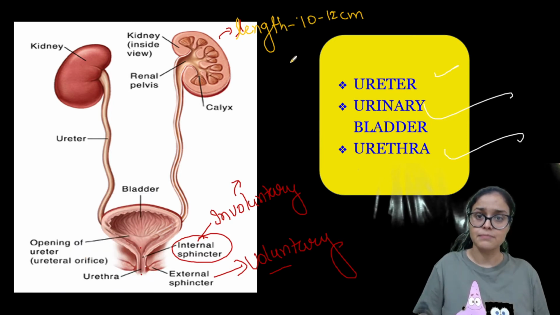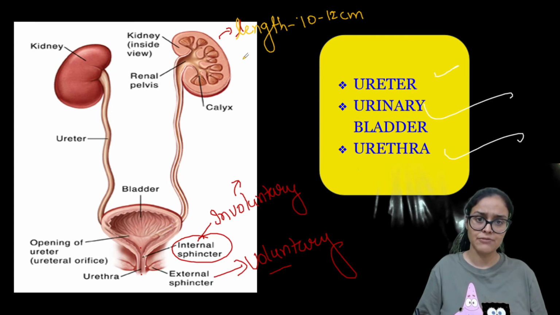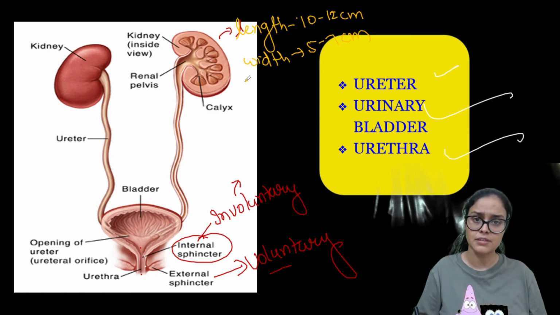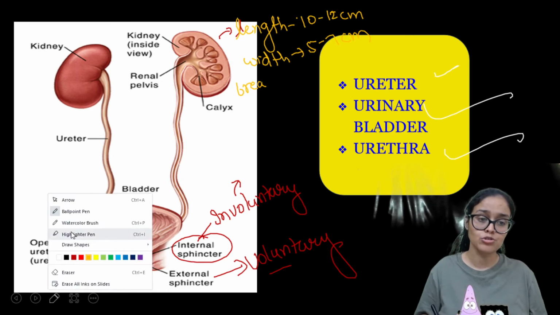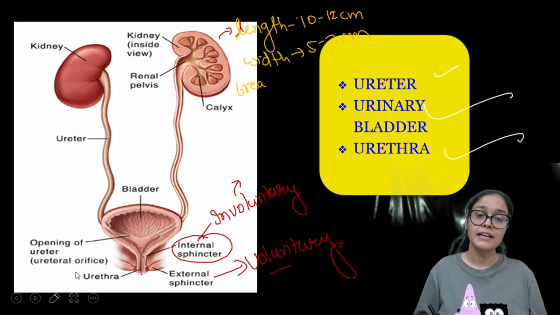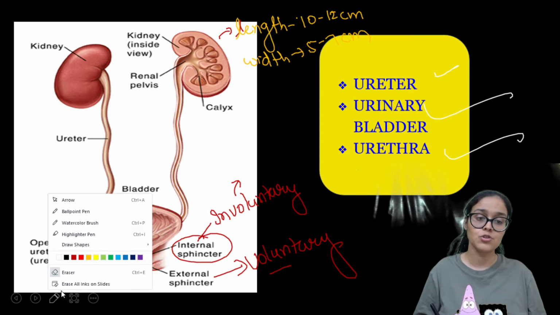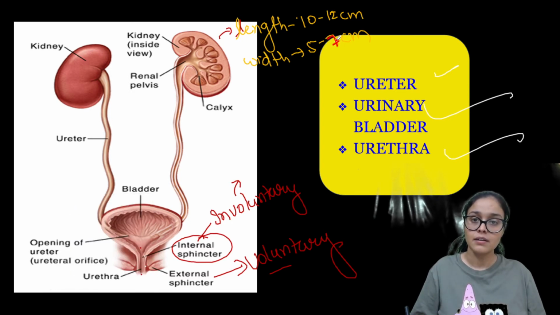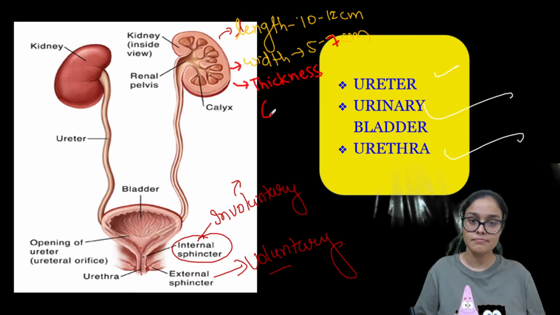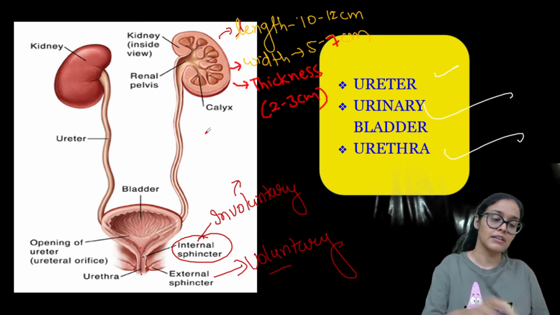10 to 12 सेंटीमीटर. अब इसका half लगा लो कितना होगा, तो वो उसकी width हो जाएगी, right? So its width is basically 5 to 7 centimeter, which is just half of 10 to 12 centimeter. And when we talk about its thickness, तो thickness is 2 to 3 centimeter, उसका भी half. किसका half? 5 to 7 centimeter, width का half. So thickness will be 2 to 3 centimeter, right? So this is something which you have to remember.